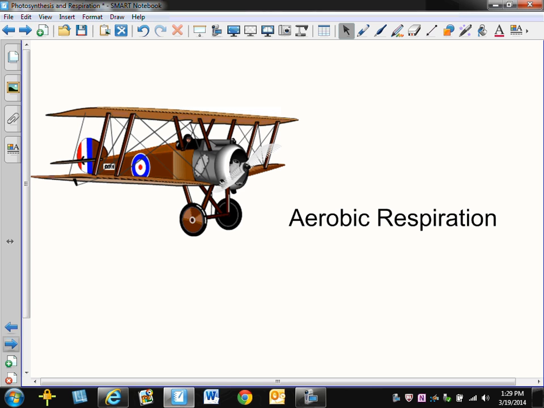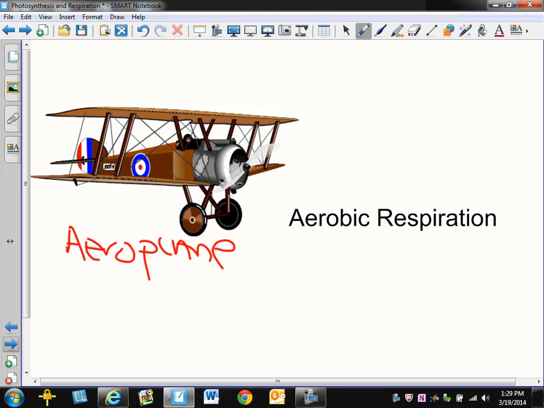What are these two things? What is this? That's a plane, but what do we call it? Can we just say plane if you're going to be formal? A what? It's an aeroplane. Where does an aeroplane fly? In the air. So this is an aeroplane, you could say. This is aerobic respiration.